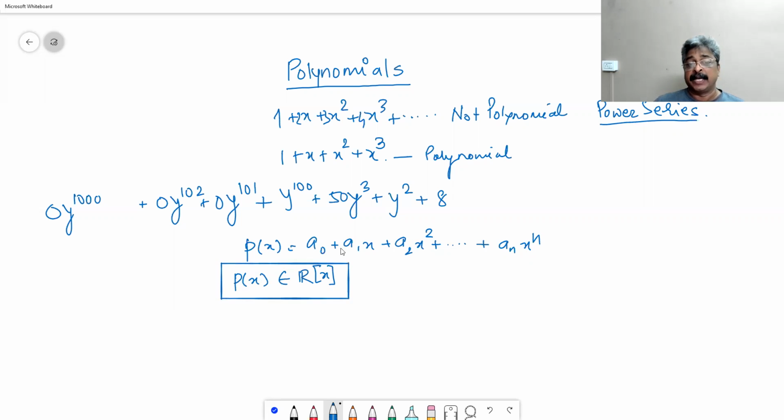It means p of x is something like this: finitely many terms, with indices that are whole numbers. We don't have any term like x raised to minus 3 in this, not allowed. Clean, no denominator, clean terms as far as x is concerned. And it belongs to R of x means all the coefficients a0, a1, a2, dot dot dot an are real numbers.